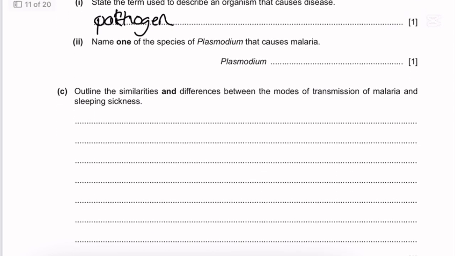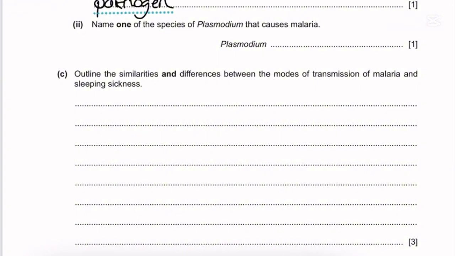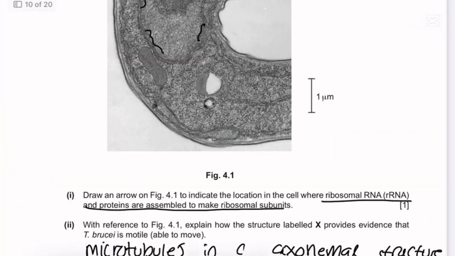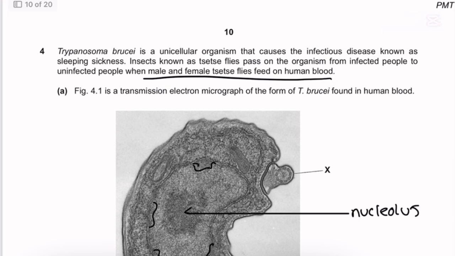Name one type of species of Plasmodium that causes malaria. So there's Plasmodium vivax, Plasmodium ovale, Plasmodium falciparum, Plasmodium malariae. So you could just write any one of them. Now this brings me on to outline the similarities and differences between the modes of transmission of malaria and sleeping sickness. So again, they're both transmitted by a vector, they're both transmitted by an animal, which is a fly.